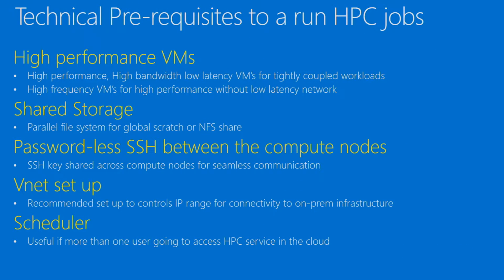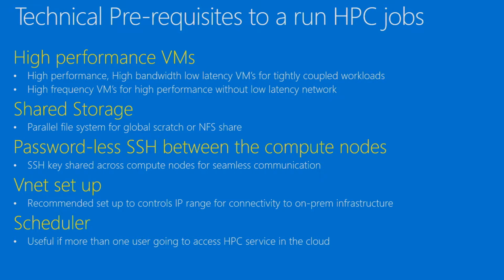So, some of the technical prerequisites to run an HPC job in Azure. I'm coming more from tightly coupled environments, so some of this applies to embarrassingly parallel workloads as well. First of all, you need high performance VMs that will give you extremely low latency. When I say low latency, we're talking about 2.6 to 3 microseconds, and bandwidth up to 32 Gbps or 56 Gbps between the nodes. You need shared storage. You can use NFS or a parallel file system.